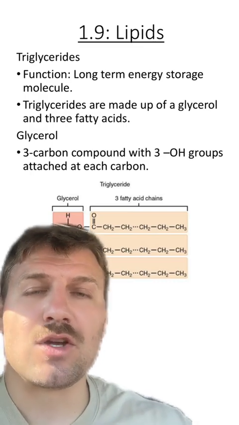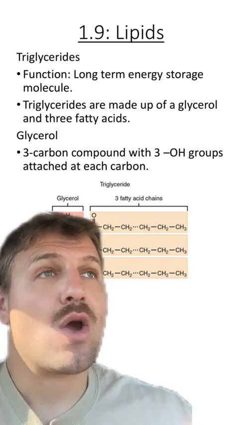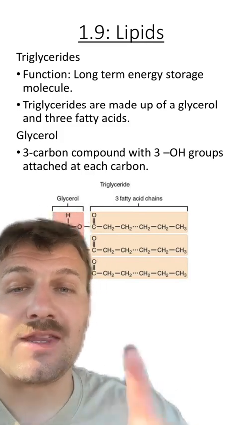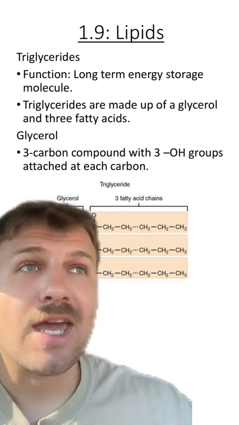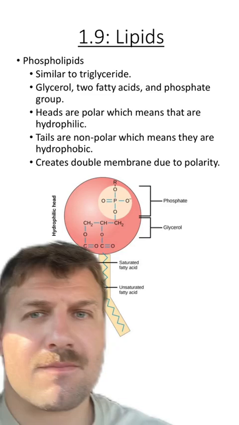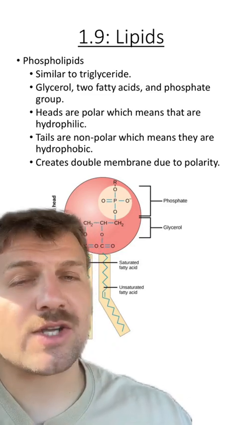This molecule is what your body uses for energy when you run out of carbohydrates. What your body does is it switches to breaking these triglycerides down into usable molecules like acetyl-CoA to fuel cellular respiration. Another type of lipid is called a phospholipid, and it's very similar to a triglyceride.